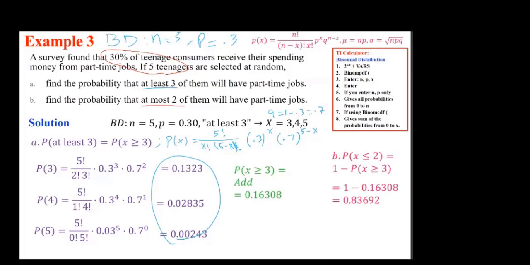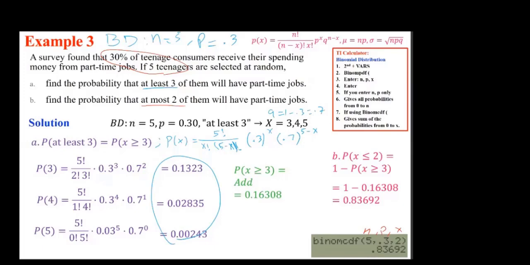It can be done by technology, but you really need to understand the concept first, and then if you need to, add technology to speed up the process. As an example, if you go to the top box, TI calculator binomial distribution, number 7 says binomial CDF gives the sum of the probabilities from 0 to x. Because we want x less than or equal to 2, we can write n, p, and x in that order, and it gives us an answer.